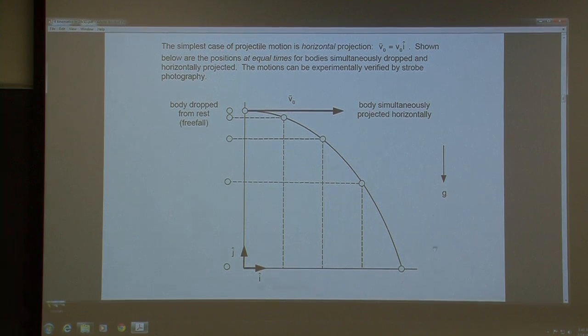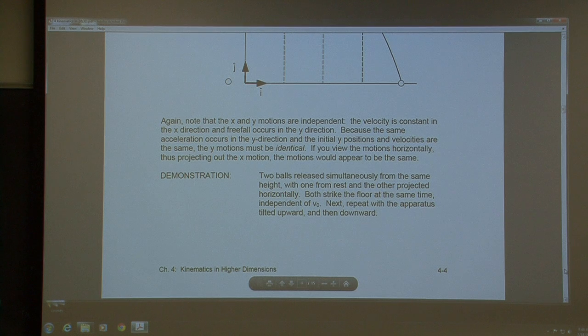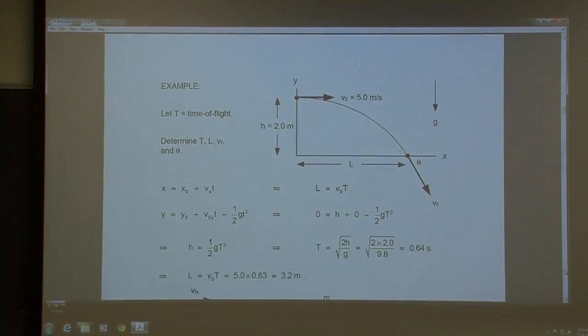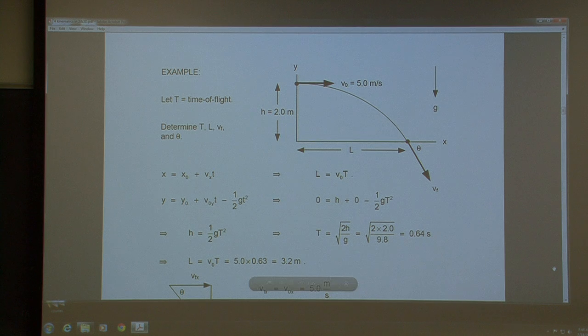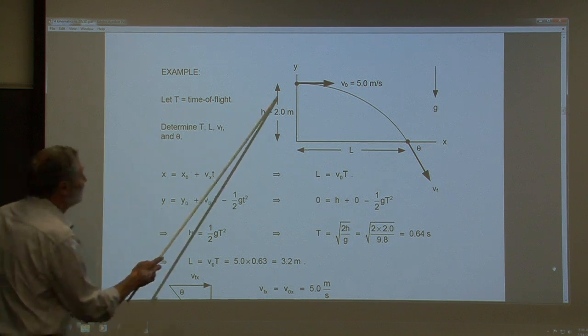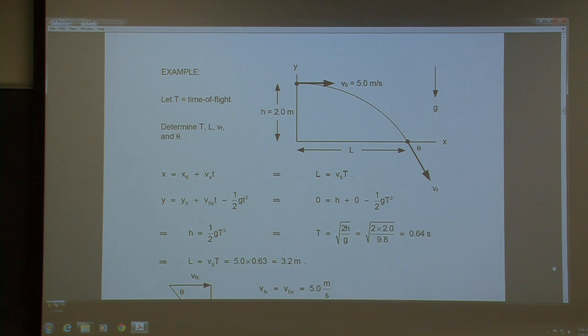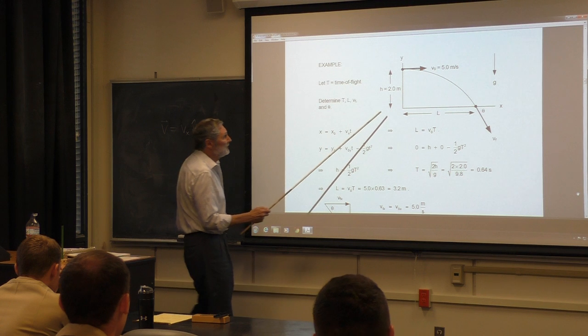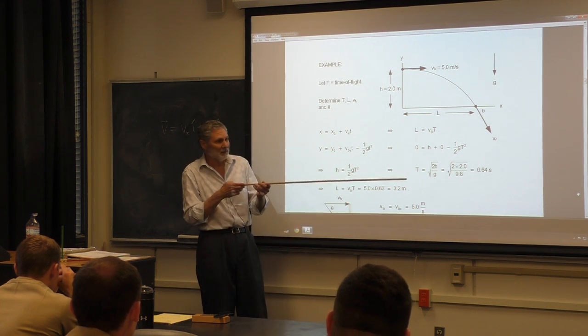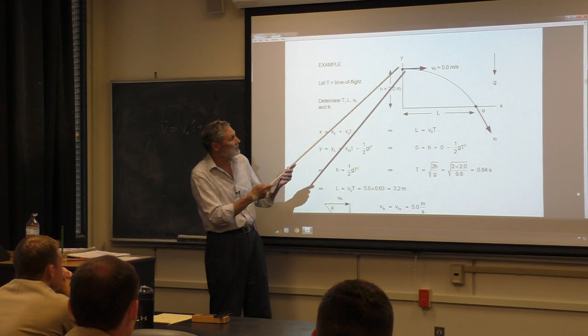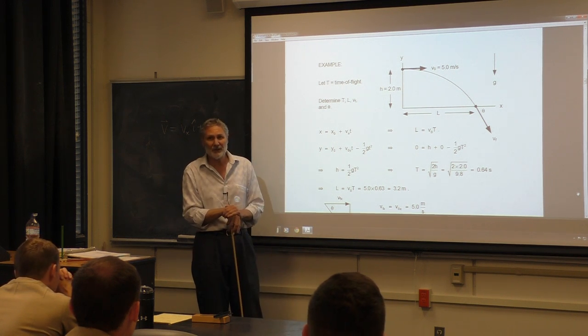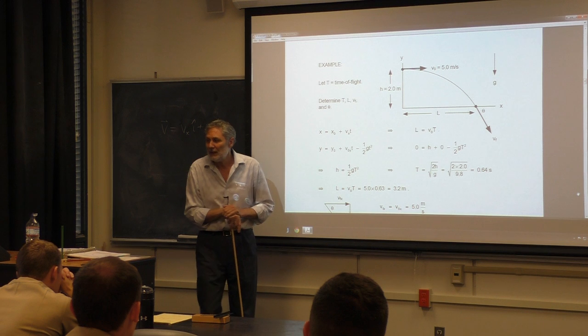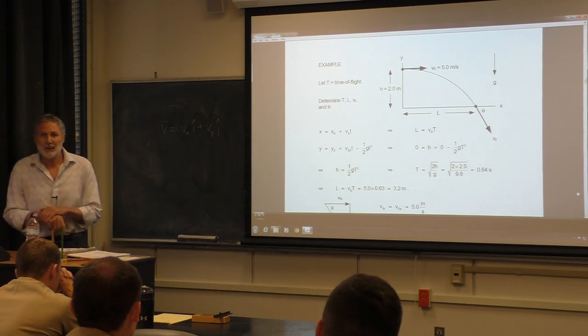So the next thing to do, and we're hardly going to touch on this, but we need to do an example. A quantitative example. So again, this is for horizontal projection, the simplest non-trivial case. We're plugging numbers in here, and this is part of what physics is all about. You specify an initial height, and the object's projected horizontally with a certain speed. We can predict where it's going to land. That's not all what physics is about, but that's a big part of it.